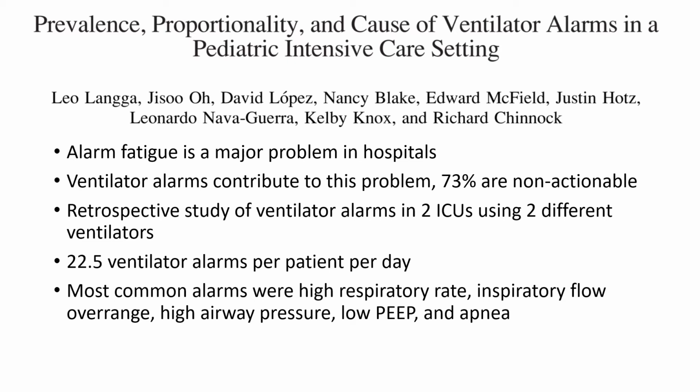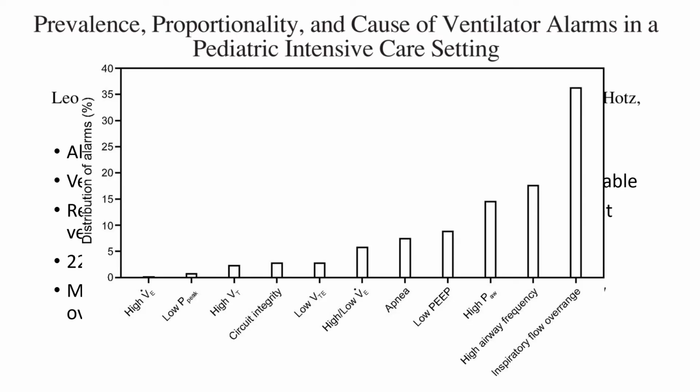What they found is that there were 22.5 ventilator alarms per patient per day. The most common alarms were high respiratory rate, inspiratory flow over range, high airway pressure, low PEEP, and apnea. And here's a very nice graph illustrating the distribution of the most common alarms. You can see almost 38% here are inspiratory flow over range, and then high airway frequency, so high respiratory rate.